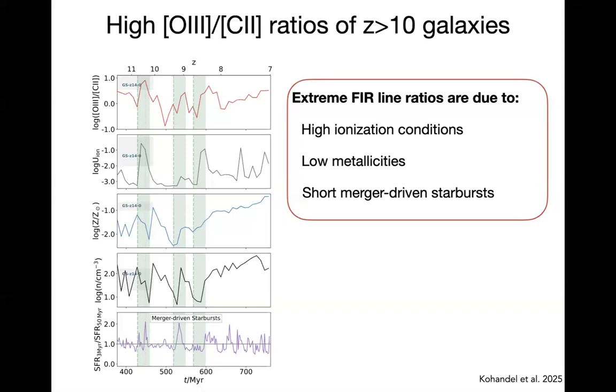And this happens mostly when you are after a merger. So basically, your mergers are producing this kind of starburst, and these starbursts are producing this high U ion, which is like the ionization parameter, and that is producing the high O3 over C2. But these are very short-lived merger-driven starbursts, which you can appreciate here basically.